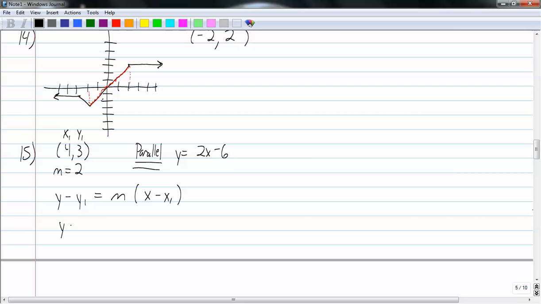All right, so y minus your y sub 1 is 3 equals m, 2, times x minus x sub 1, and x sub 1 is 4. We were asked to put this in point slope form. So, are we done? Point slope, not slope intercept, so point slope, yes, we're done. All right, the answer to number 15 is B.